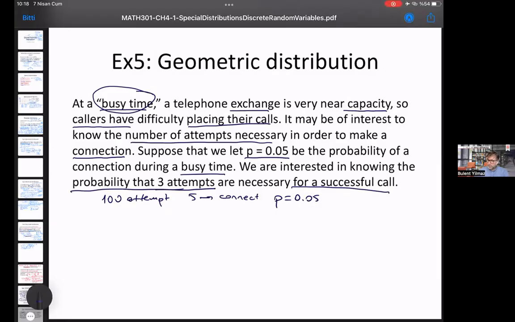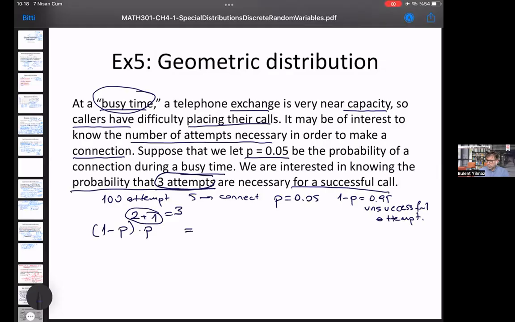So how many attempts will be unsuccessful? 2 attempts, right? So what is 1 minus P? 0.95 is the probability of obtaining an unsuccessful attempt when placing a call. So it will be 1 minus P to the power 2. If I say 3 attempts, I should be able to connect, then I will write P to the power 1. When I add these two exponents, I should get 3.